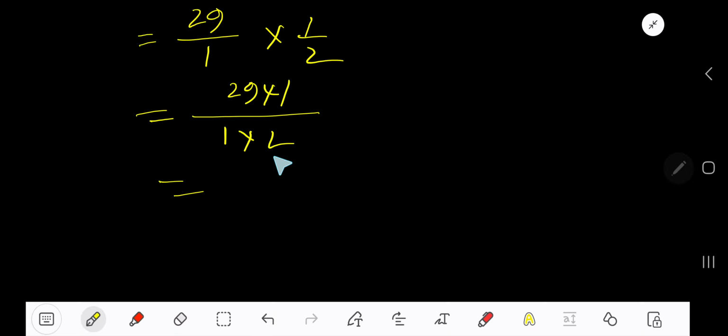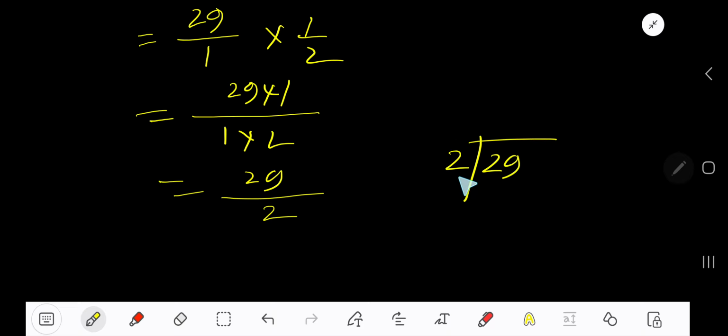So 29 times 1 means 29, and 1 times 2 means 2. This is an improper fraction because the numerator is greater than the denominator, so we need to convert this improper fraction to a mixed number. So how to do that? 2 goes into 2 one time, 2 times 1 is 2, subtract, 0, bring down this 9.